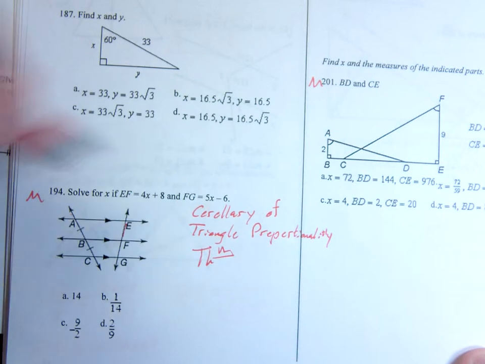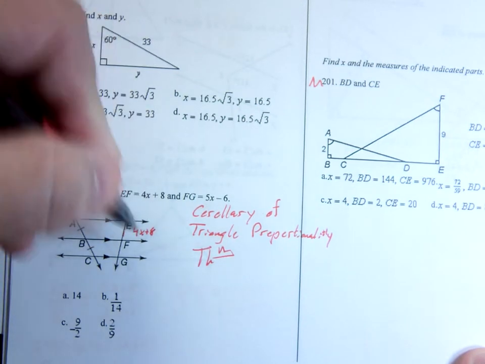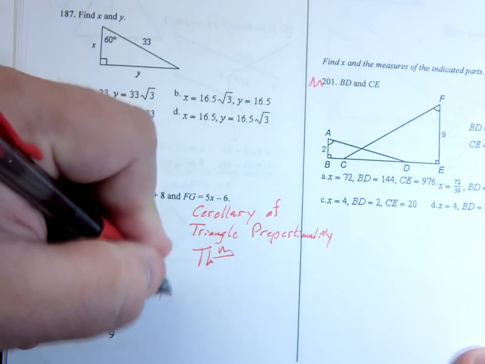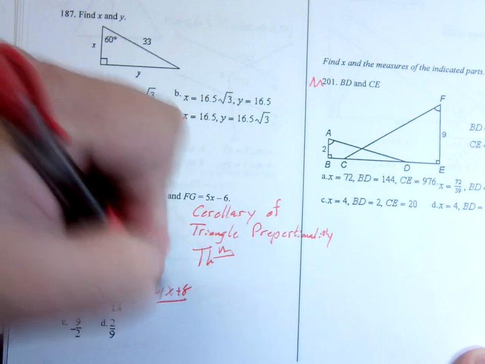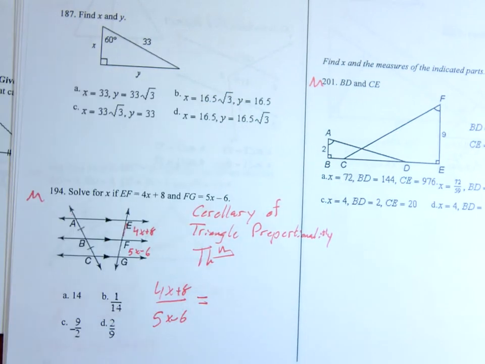So let's see here. We know that EF is 4x plus 8, and FG is 5x minus 6. So I could say that 4x plus 8 divides 5x minus 6. And now we need the other side. So this is how we would write it as a proportion.